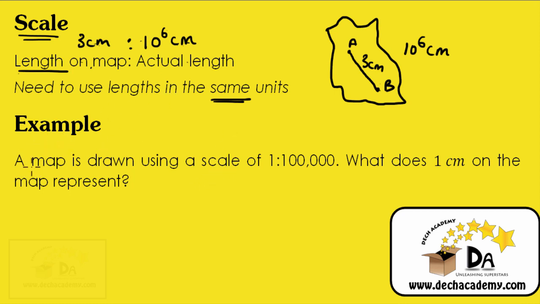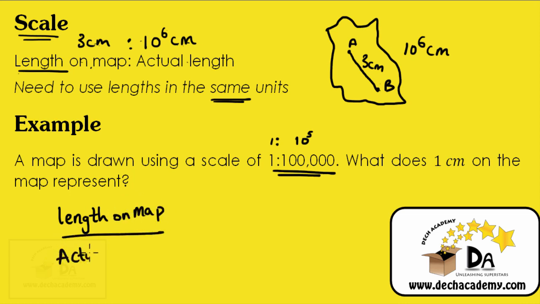So this example says, a map is drawn using a scale of 1 to 100,000. So 100,000 is 10 to the 5, the same thing as 1 to 10 to the 5. What does 1 centimeter on the map represent? So what does this scale tell us? Let's say you pick 2 points on the map. The distance between the 2 points, or the length of a line joining 2 points on the map, divided by the actual length, or the actual distance between the 2 points, is equal to 1 over 100,000, so 1 over 10 to the 5.